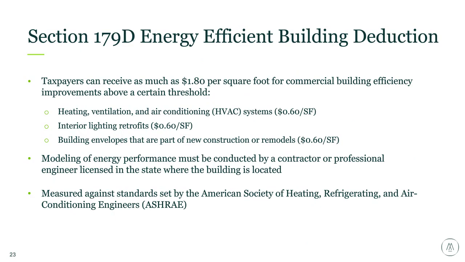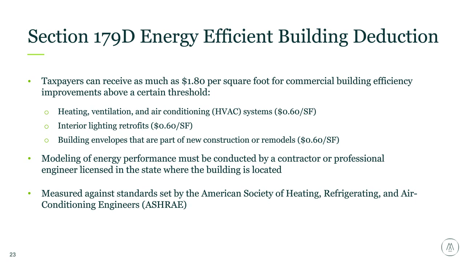So this deduction can be as much as $1.80 per square foot for commercial building efficiency improvements. They have to be above certain thresholds for energy efficiency for 3 distinct categories, with each of these receiving up to 60 cents per square foot. So the 3 categories are listed here. It's HVAC systems, interior lighting projects, then building envelopes. And the building envelope would just be looking at things like the type of windows or the rating of the insulation that was installed, things like that.